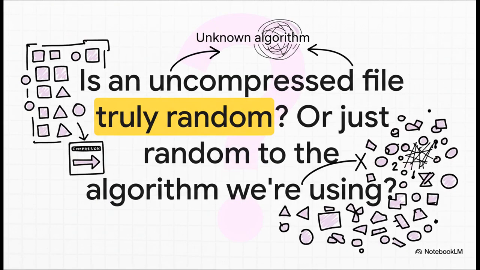And that leaves us with one final thought to chew on. If you run a file through a compression program and it fails to get any smaller, does that mean the file is truly fundamentally random? Or could it just be random to that algorithm? Could there be some deeper, more complex pattern hidden inside that we just haven't invented the right tool to see yet?